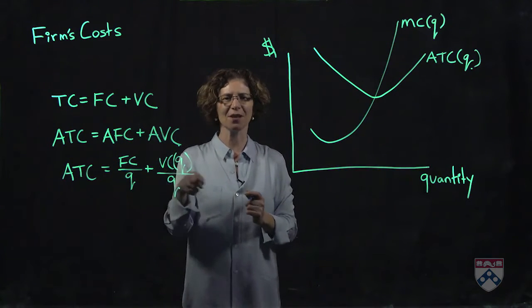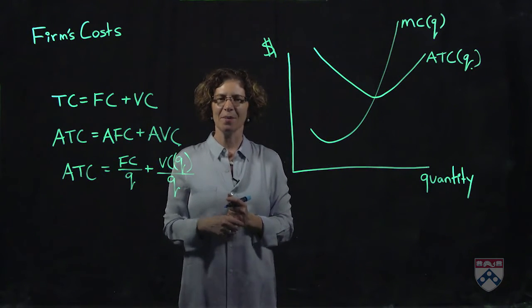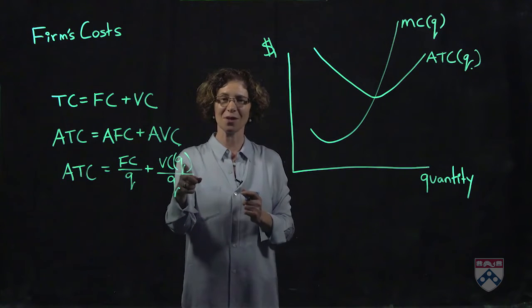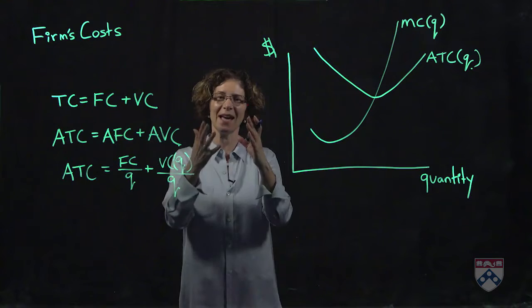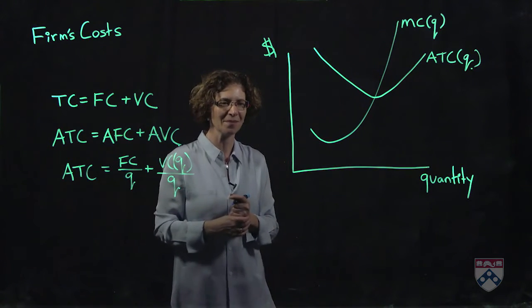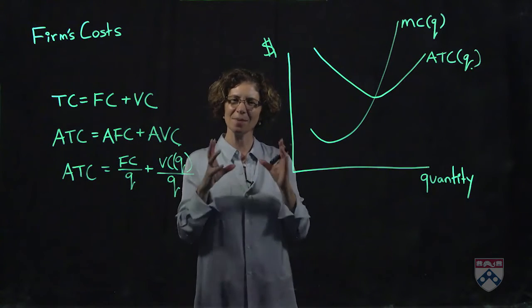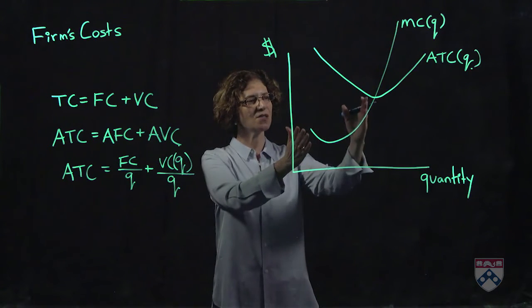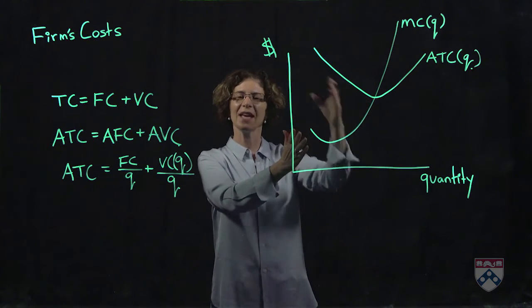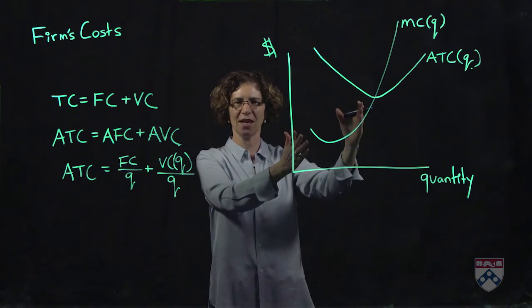But this variable cost is more complicated because the variable cost increases with quantity. So we're taking something that's increasing by quantity and dividing it by quantity. But our marginal cost helps us think about this relationship. As long as the margin is below the average, it must be pulling the average down.